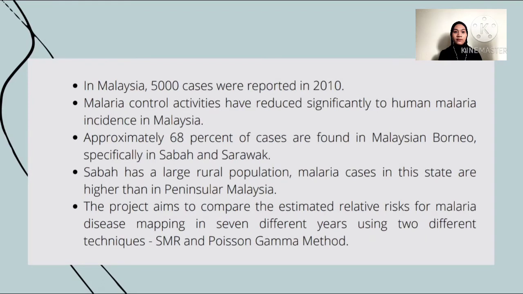In Malaysia, 5,000 cases were reported in 2010. Malaria control activity has significantly reduced human malaria incidence in Malaysia. Approximately 68% of cases are found in Malaysian Borneo, specifically in Sabah and Sarawak. Therefore, the project aimed to compare the estimated relative risk for malaria disease mapping in 7 different years using 2 different techniques, which are SMR and the Poisson gamma method.